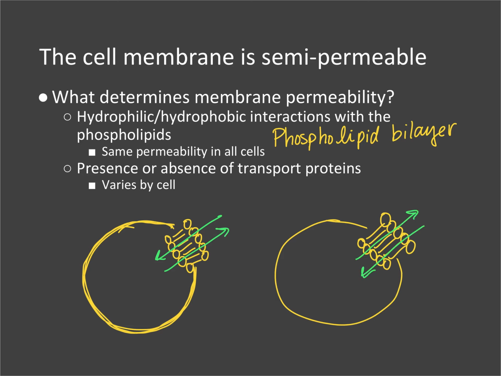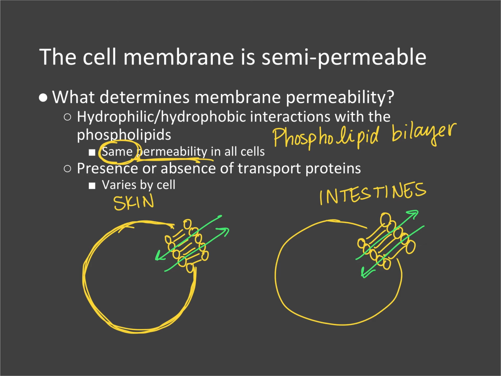So whether we're talking about a skin cell versus an intestinal cell, like we mentioned on the previous slide, the phospholipid bilayer is the same in all cells, and it means the same permeability. So if something can cross the phospholipid bilayer of one cell, it's going to be able to cross the phospholipid bilayer of all cells.